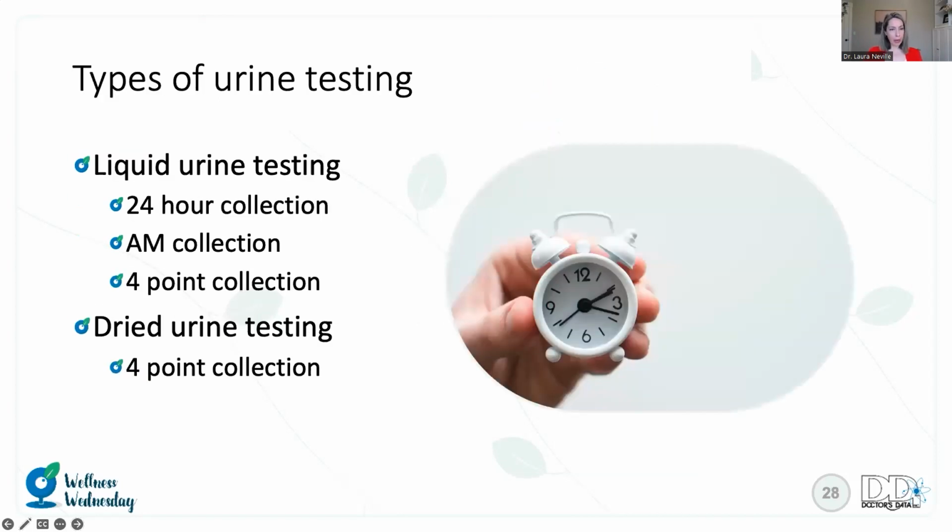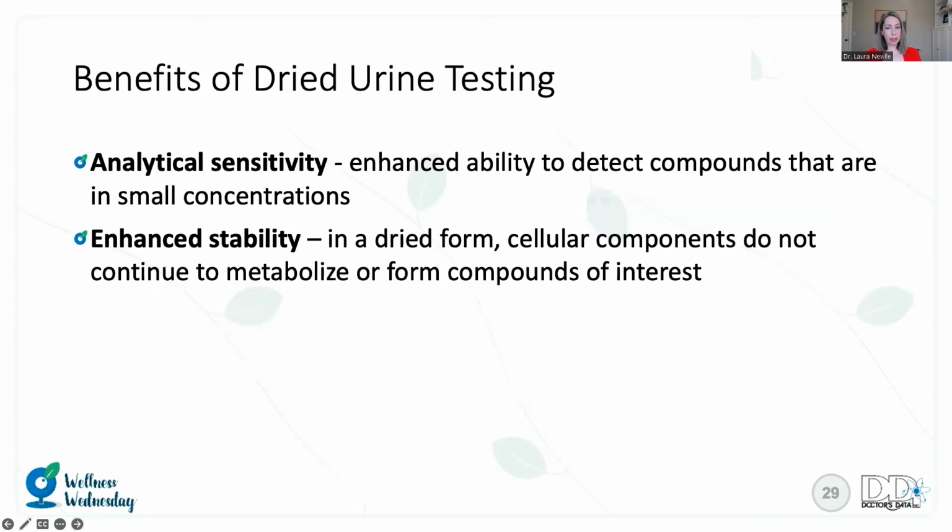Some different types of urine testing. There's liquid urine testing. You can do a 24-hour, first morning collection, and then a 4-point collection. There's also dried urine testing, which is usually a 4-point collection. There are some benefits to dried urine.